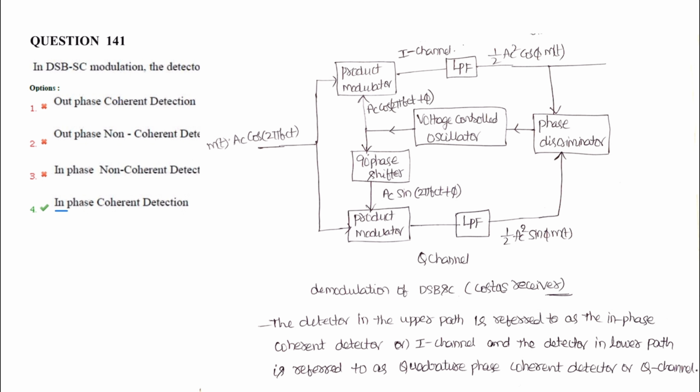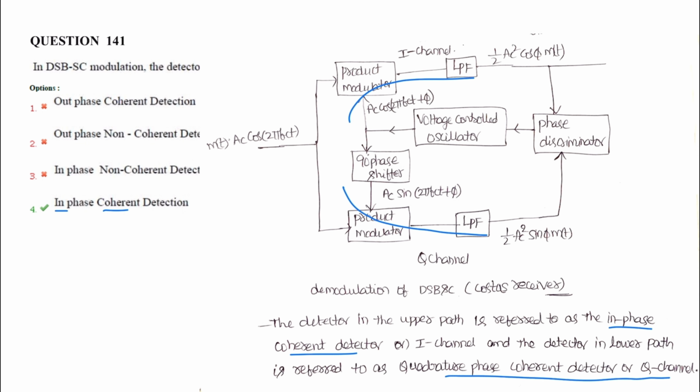Question number 141. In DSB-SC modulation, the detector is in phase coherent detection. The detector in the upper path is referred to as the in-phase coherent detector or I channel, and the detector in the lower path is referred to as the quadrature phase coherent detector or Q channel. So the upper path is the I channel, in-phase coherent detector, and this is the lower path, the quadrature phase coherent detector or Q channel.